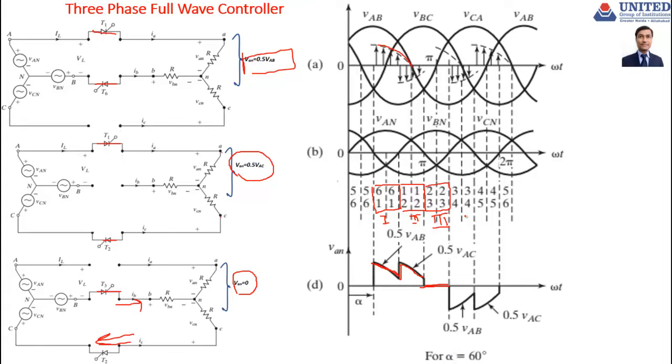Similarly, we can draw the output voltage in the other intervals, that is, the fourth, fifth, and sixth intervals. Fourth interval means when thyristors 3 and 4 are conducting. Fifth interval means when 4 and 5 SCRs are conducting, and sixth means 5 and 6 SCRs are conducting. Then we get minus 0.5 VAB and half of VAC voltage in the fifth interval, and again in the sixth interval we will obtain 0 voltage.